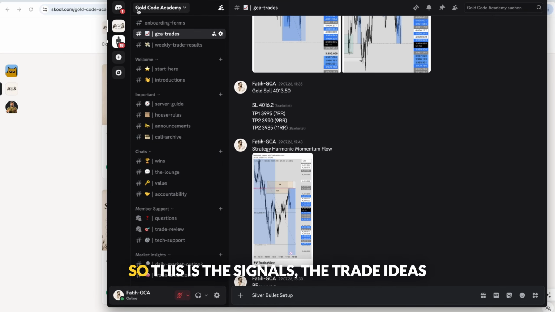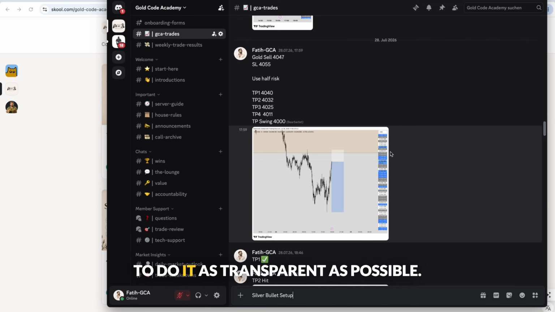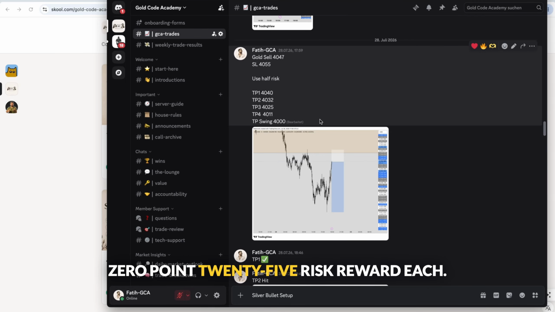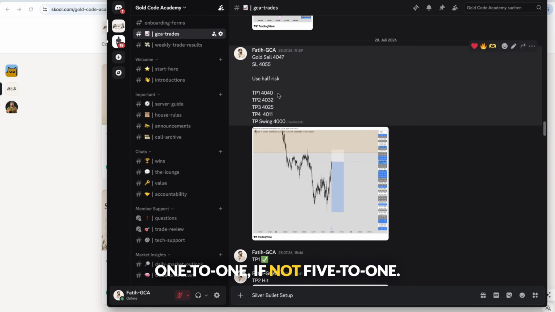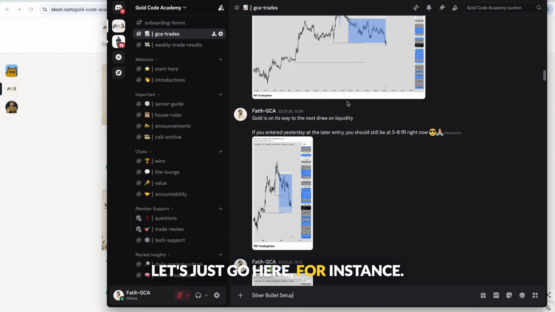All right. So this is the signals, the trade ideas that we basically post, and we try to do it as transparent as possible. So this was a trade last week, for instance. Define stop loss, define entry, and then we don't have 5 take profits of 0.25 risk to reward each. We don't do that, okay? Our first take profit one is at least going to be 1-to-1, if not 5-to-1. Some ones we actually share trades. I can show you some. Let's just go here, for instance.